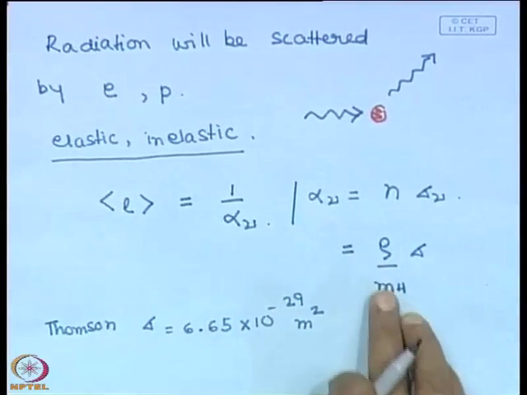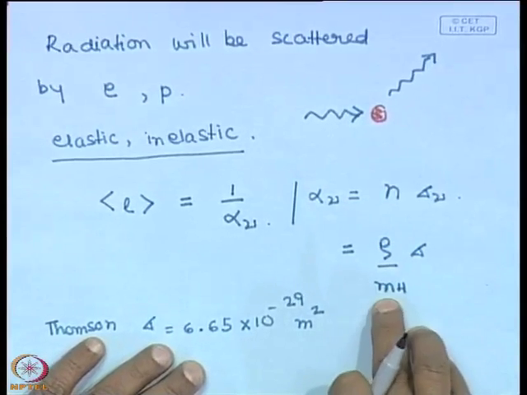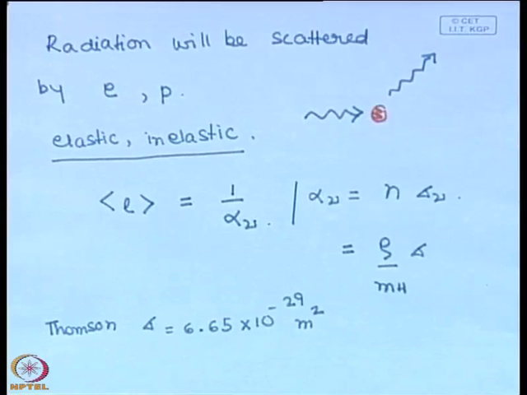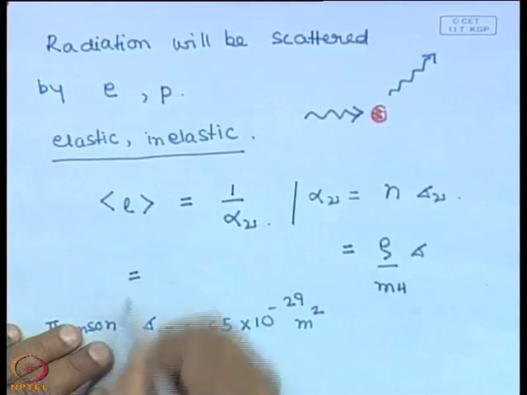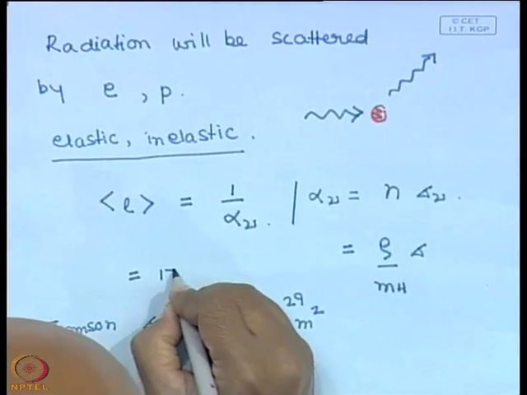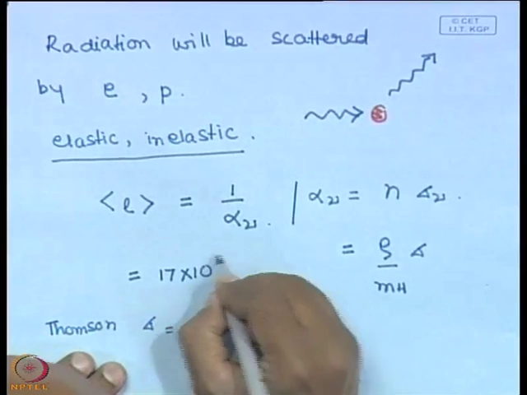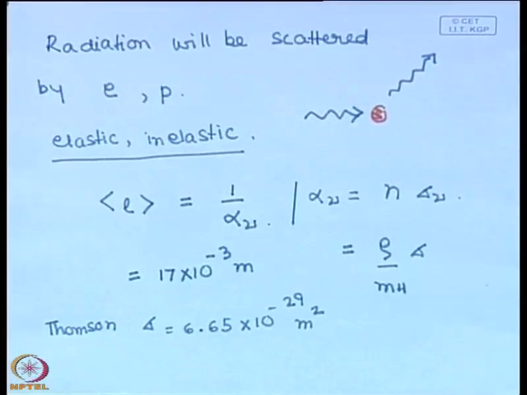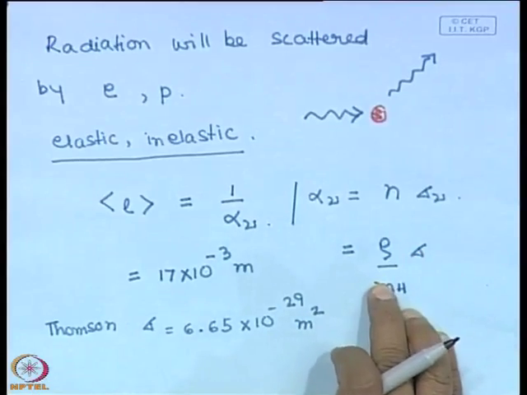If you take these numbers, we have already estimated this, we know this and this, you put them in here, and the mean free path comes out to be equal to 17 into 10 to the power minus 3 meters. So, it is around 1.7 centimeters. Okay, this is the minimum scattering that you will have.